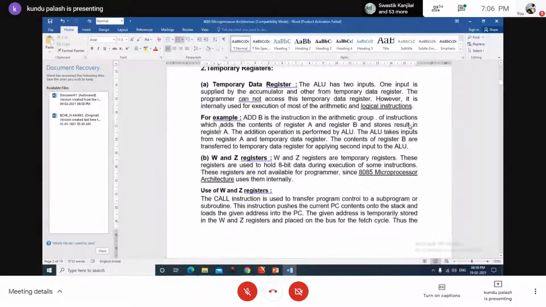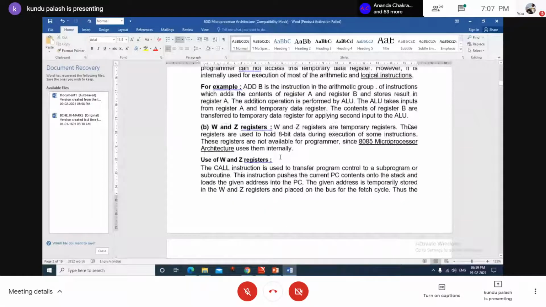What I was telling is that the W and Z registers are the temporary registers. During this operation, they can be used to store the intermediate results. That means, first of all, one register's content should be stored in W or Z, whichever it may be. Then another register must accept the other number, that is the A accumulator. So one of the operands will be stored in the accumulator and the other operand will be stored in either Z or W. That's why there is a role of the temporary registers, which take part in arithmetic operations as well as logical operations.